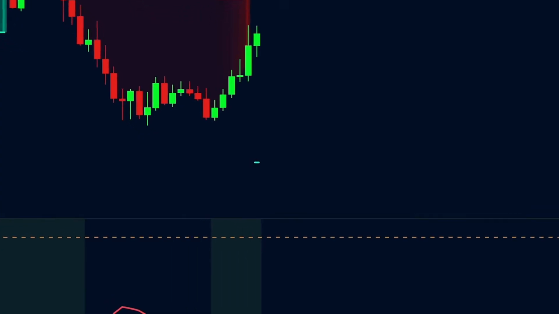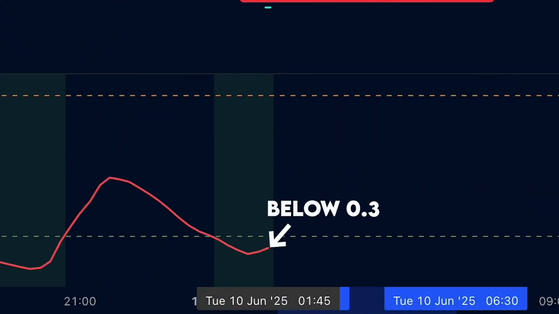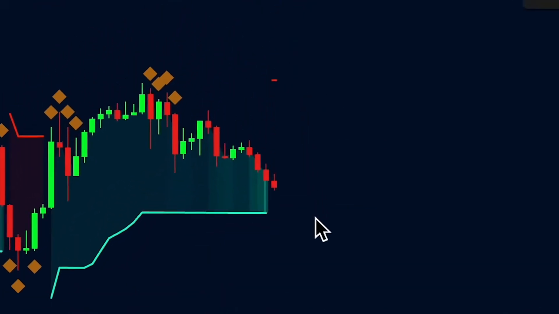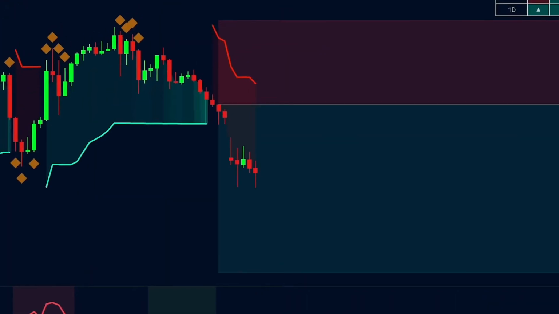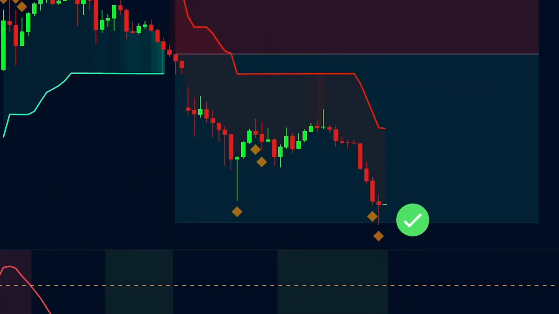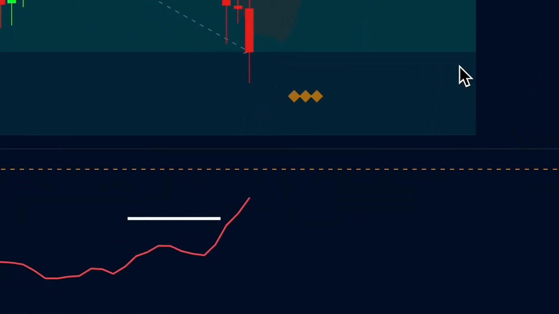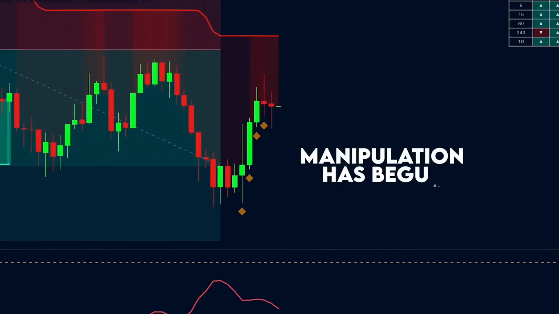For long trades, you want to see a bullish Supertrend signal combined with a CMI reading below 0.3. For short trades, look for bearish Supertrend signals when the CMI stays under 0.3. And here's a critical exit rule. If the CMI spikes above 0.5 while you're in a trade, close your position immediately because that confirms manipulation has begun.